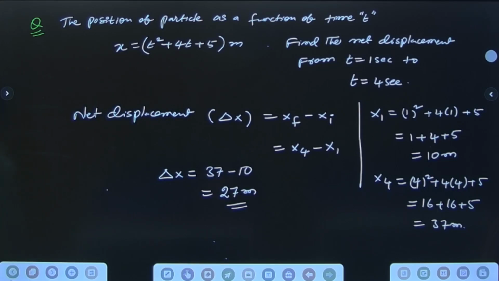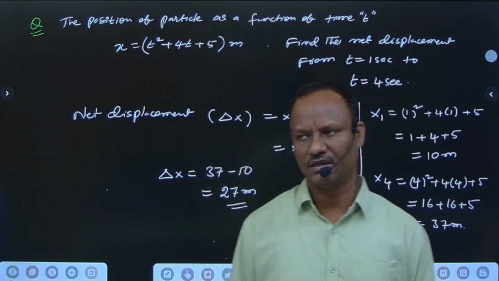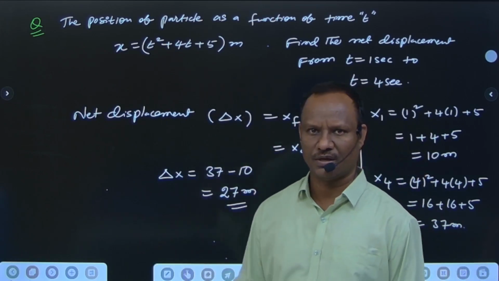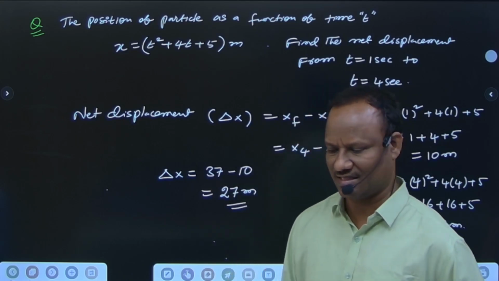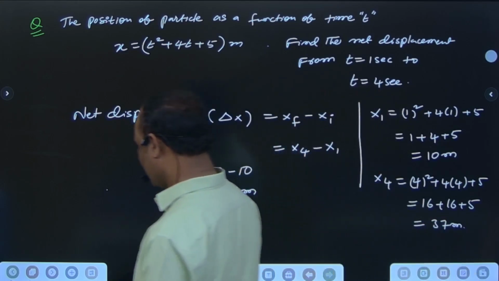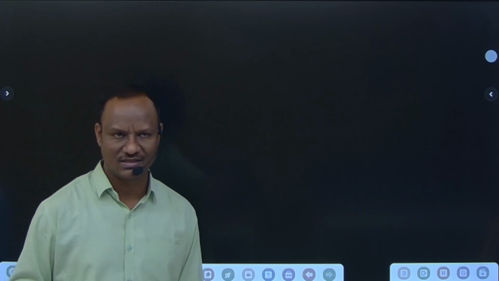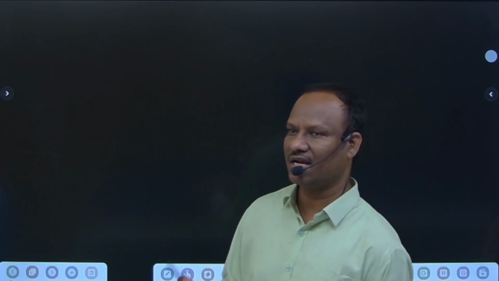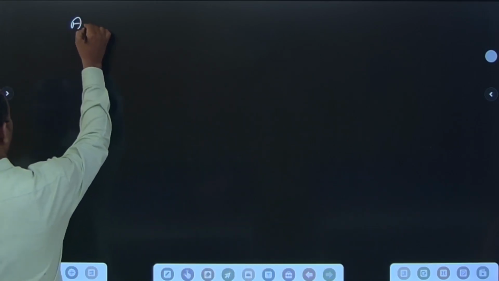So net displacement we discussed along a straight line path and along a curved path, like a circular path. Now, the most important for problem solving in motion is straight line motion. That is average velocity and average speed. Next one is instantaneous velocity. So first I'm talking about average velocity.